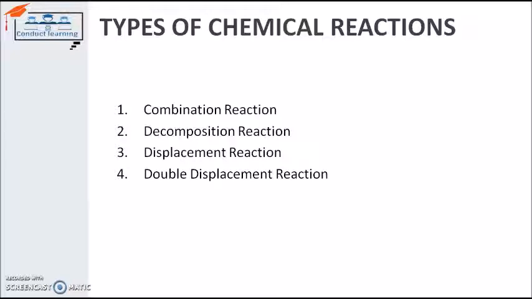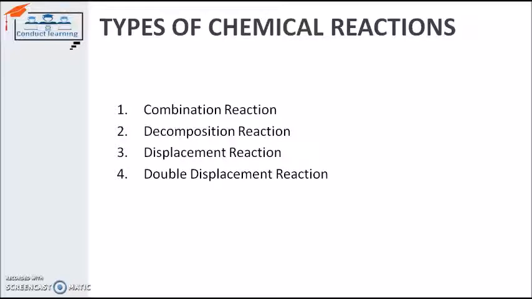Third is a displacement reaction. The displacement reaction is the reaction in which an element from a substance gets displaced by another substance when the chemical reaction happens. Fourth is a double displacement reaction. In a double displacement reaction, the number of substances is two or more, and the elements of those substances get displaced toward each other's substance on the product side of a chemical equation.